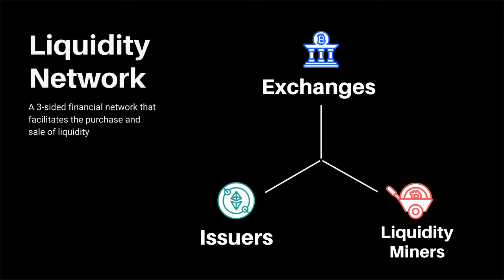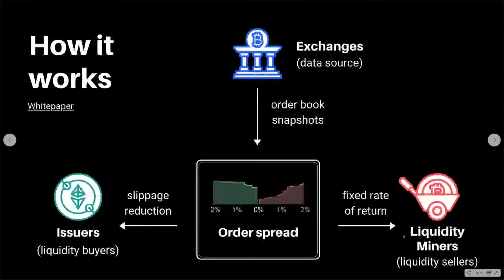So this is a pretty new concept. This is how it works. We take order book snapshots of different exchanges, and whoever's orders are on the order book get credit, and the credit you get is based on the spread of your order. The tighter the spread, the better credit you get.